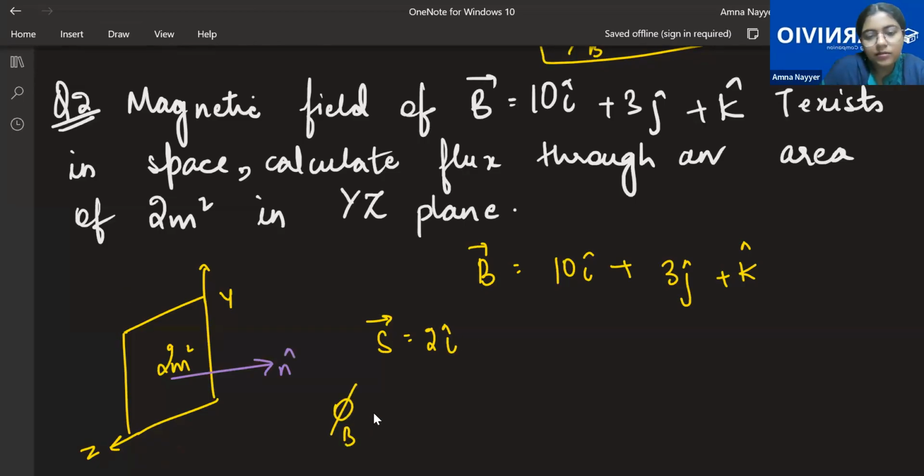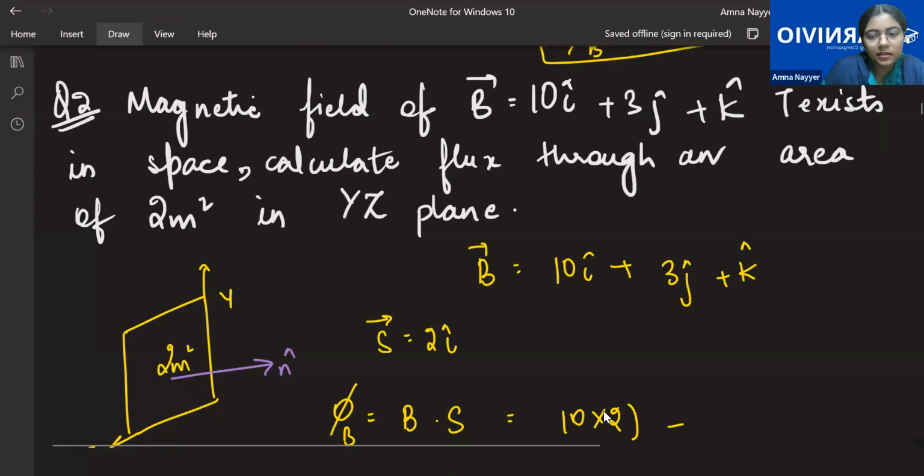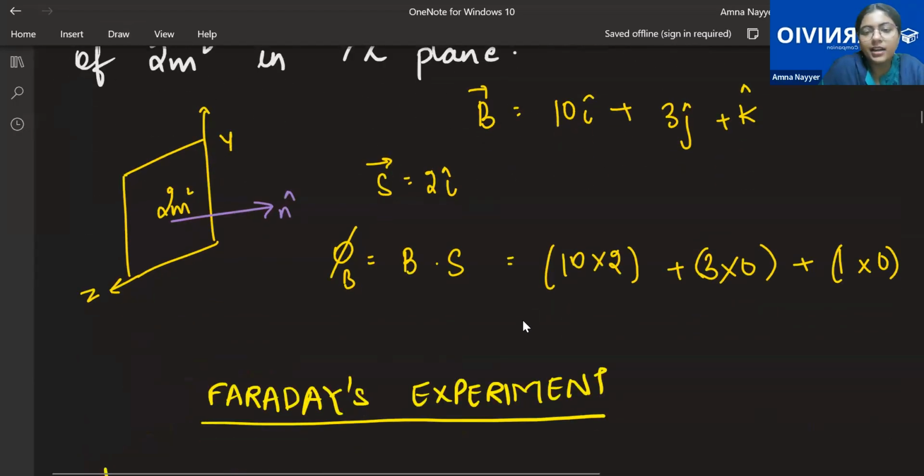Now, this is B dot S. Now tell me, what is there? This is 2, so 10 into 2, I cap. 10 into 2, minus. Now 3, here nothing is there, so 0. Sorry, the plus. Here it is 1 into, here it is. So we will straight away have our answer. Magnetic flux will be 20.